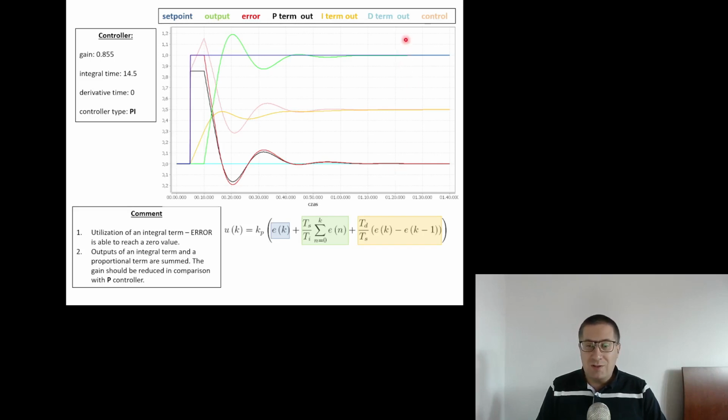And of course, if the error is zero, then the proportional term output is also zero, right? So there is no error. We don't have to react to the current value of the error because it's zero. But on the other hand, we see that there is some portion of energy needed to be sent to the plant in order to keep the output at the set point, and it is defined by the I term, or the integral term.